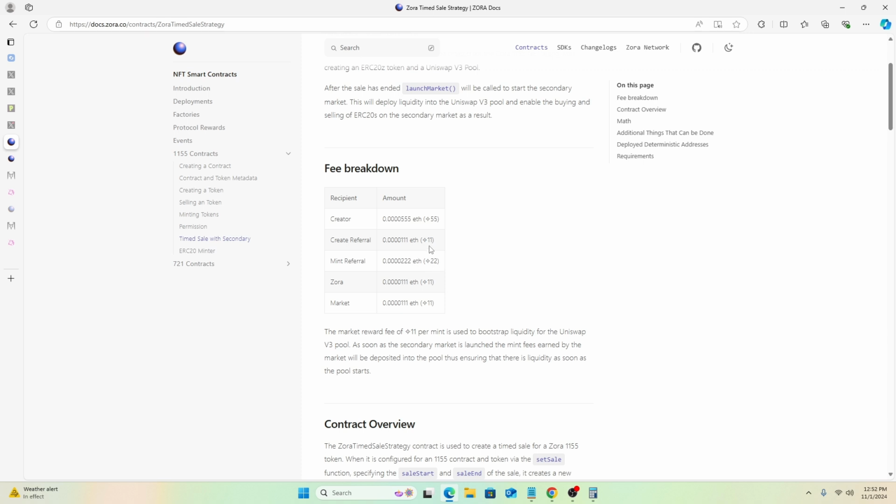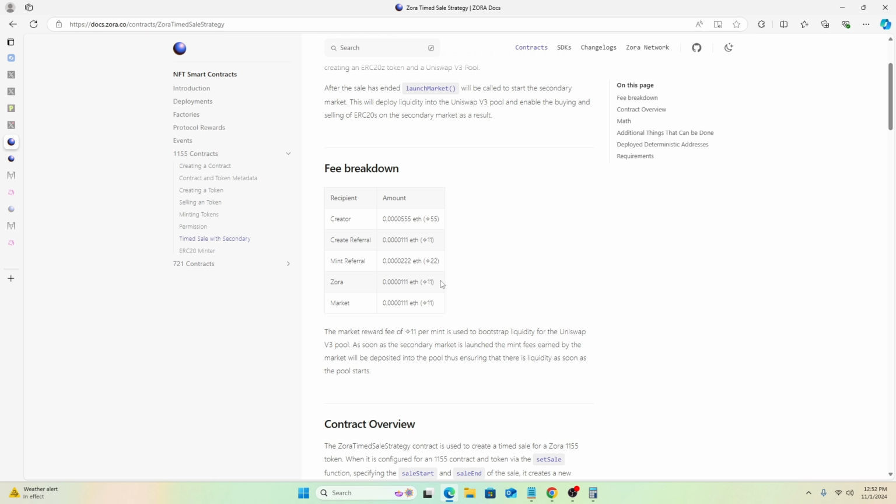This, I believe, is for those who did not mint. They just got a referral link and shared it. But you can incorporate that into your strategy. If you mint first and then share a link, the cut that you'll receive is higher. Okay, so Zora is protocol fees, I believe.